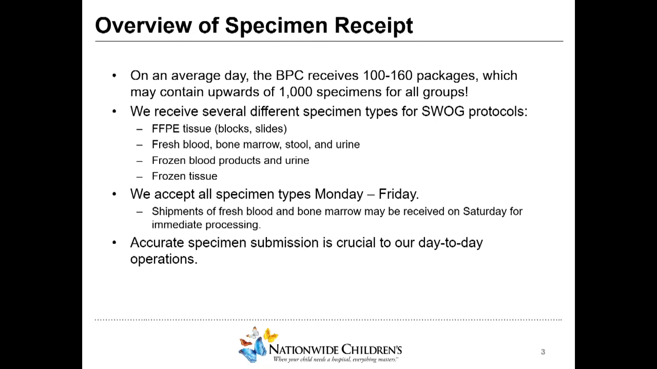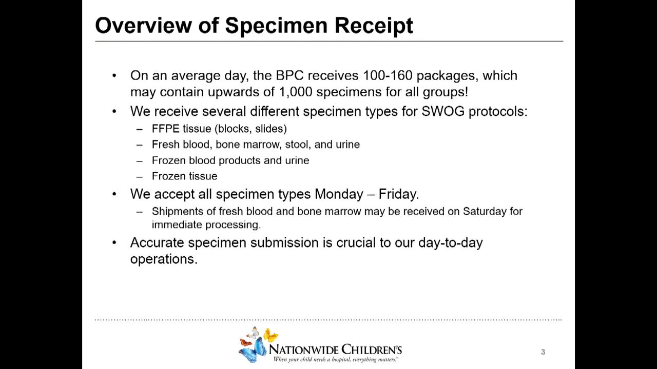We receive several different specimen types for SWOG protocols, including FFP blocks and slides, fresh blood, bone marrow, stool, and urine, and frozen blood products, urine, and tissue. We accept all specimen types on weekdays, Monday through Friday, and we accept shipments of fresh blood and bone marrow on Saturday for immediate processing.